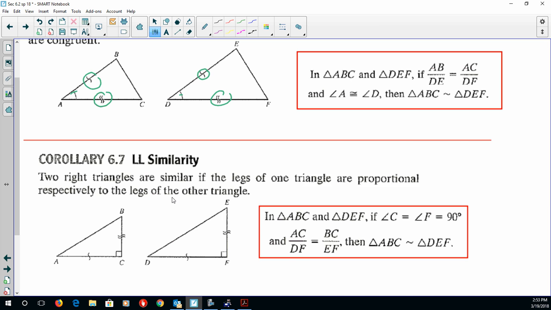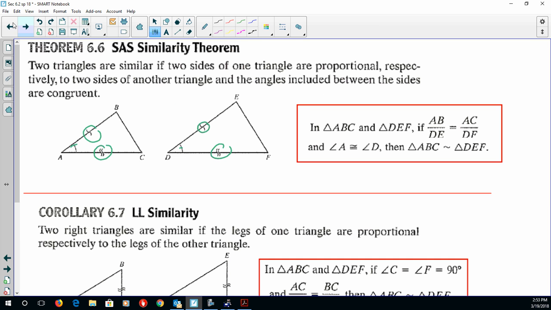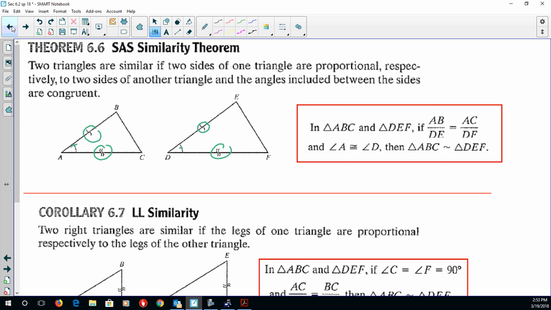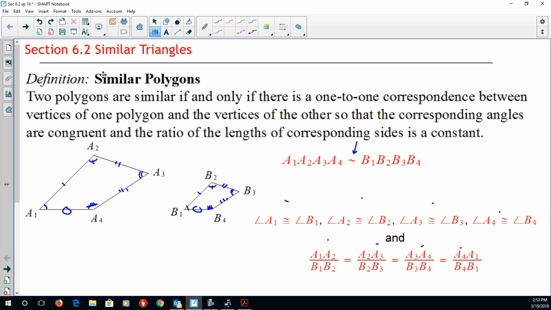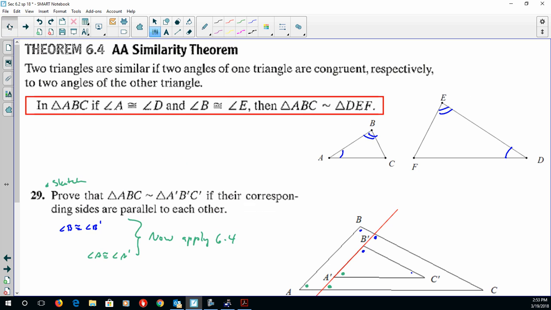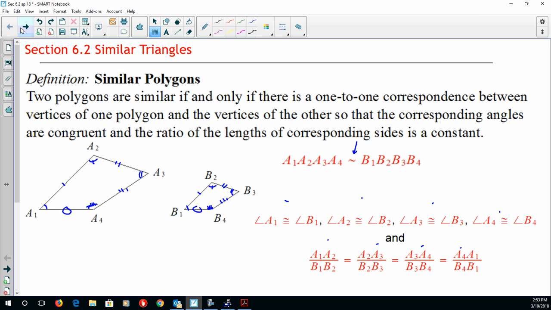And one last theorem here is the side-side-side similarity theorem. Go all the way back to our very first definition of similar polygons. You had congruent angles, and the sides were in proportion. And the first postulate we had was, for triangles, all you needed to know was if the angles are congruent, then the sides will automatically be in proportion. Well, what we're saying here is if the sides are in proportion, the angles are automatically congruent.